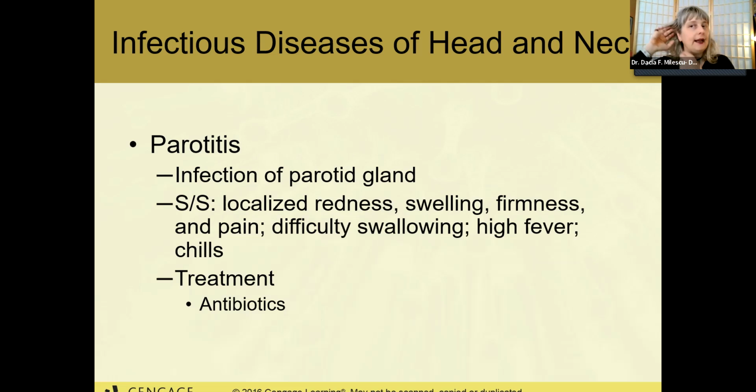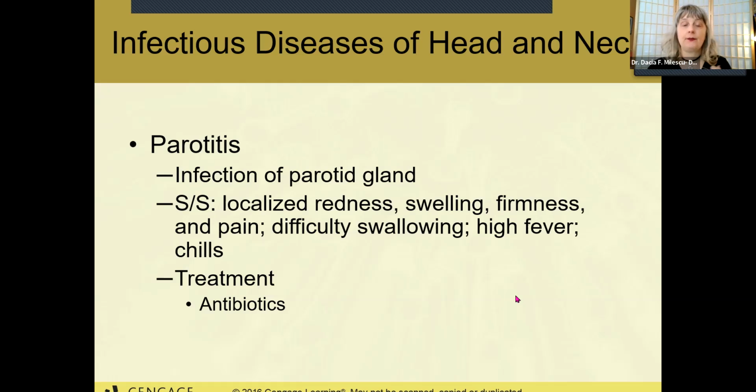All right, moving on to parotitis. So the parotid gland, well, if this is your earlobe, go two fingers forward, and if you squeeze, you can actually feel a little bit of a spurt of saliva coming out. Well, that's your parotid gland. And if it's inflamed and infected, it will cause localized swelling of the neck, pain, firmness, difficulty swallowing food and water, and yes, high fever and chills, and the treatment will be antibiotics.